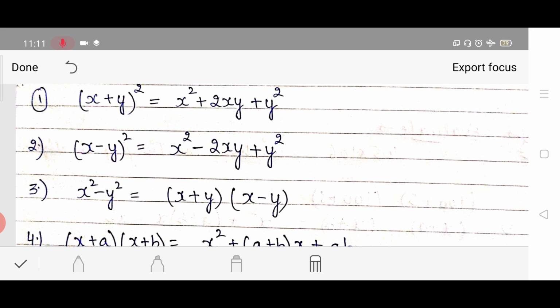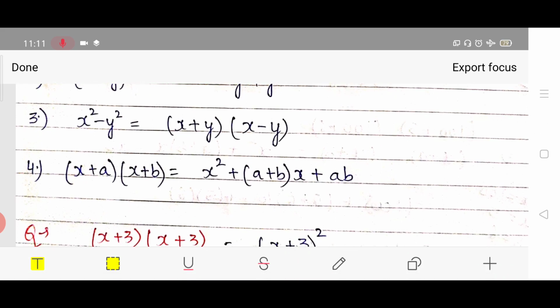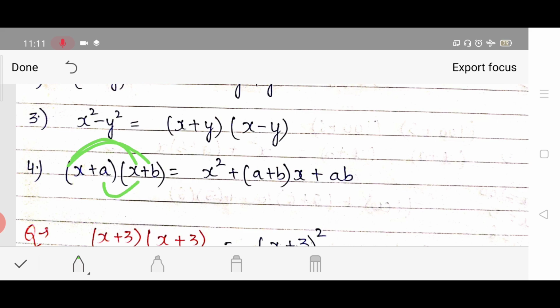Now moving on to the fourth identity, that is (x plus a) into (x plus b). So what will you do here? If you multiply, x into x plus xb plus ax plus ab, but this is a long method, so you just have to remember the formula. If you have a multiplication of two numbers in which one term is common and the other two numbers are different, then what is the formula you have to apply? You just have to apply x square plus (a plus b)x plus a into b.